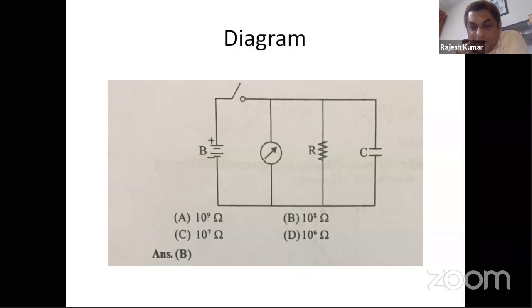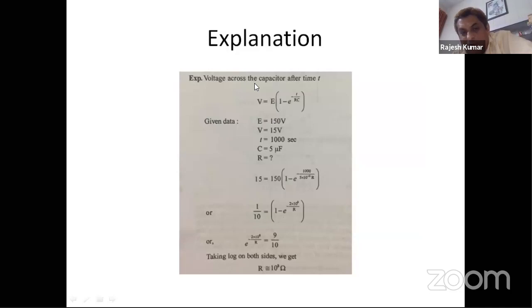Now here we will use the formula of charging of a capacitor. There are two formulas: growth of a charge on a capacitor and decay of a charge on a capacitor. Here, as the capacitor is charging, therefore we shall use the formula of charging of a capacitor. The voltage across the capacitor for time t is given by V = E(1 - e^(-t/RC)). RC is called a time constant. It has units of time. And E is the maximum voltage that was there.